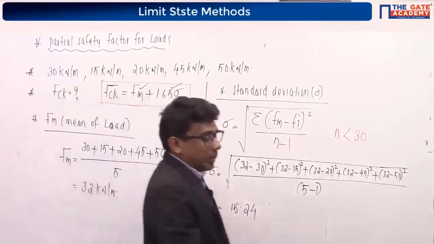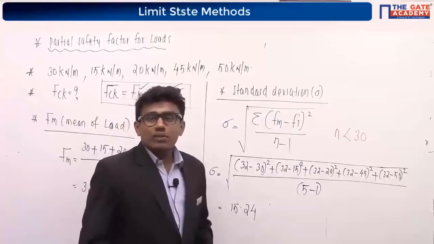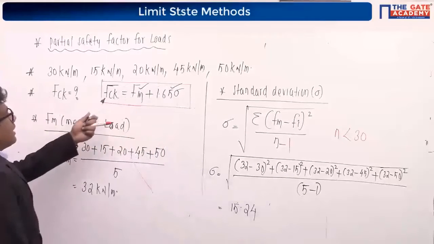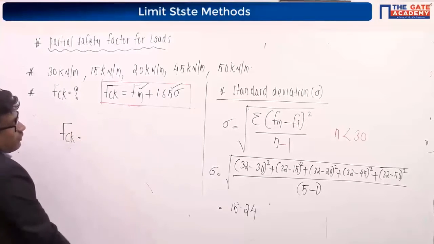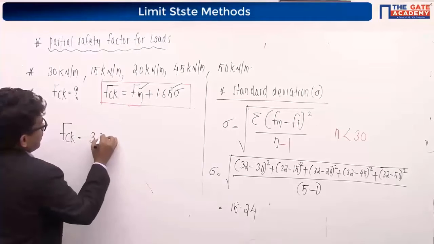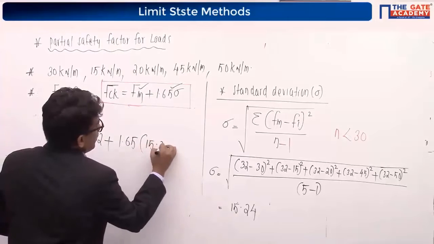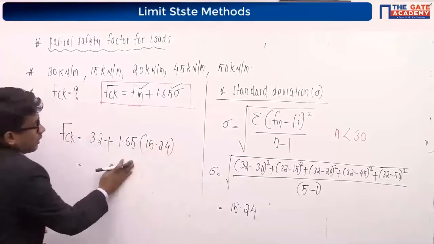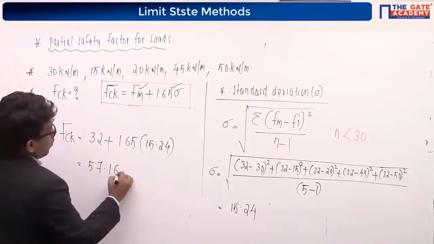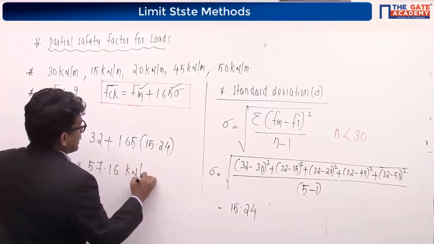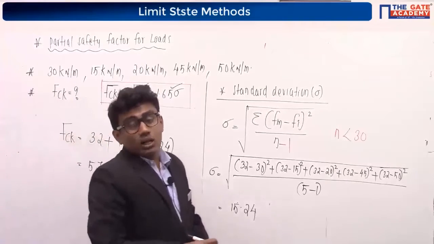I have obtained our mean load as 32 kilonewton per meter. I have obtained the sigma value as 15.24. Now we can easily find the characteristic load, right? What is the characteristic load? FCK is equal to Fm plus 1.65 sigma. Fm was 32, sigma is 15.24. So by calculating, you will get around 57.16 kilonewton per meter as the characteristic load acting on this structure, or the characteristic load to be considered in the design.